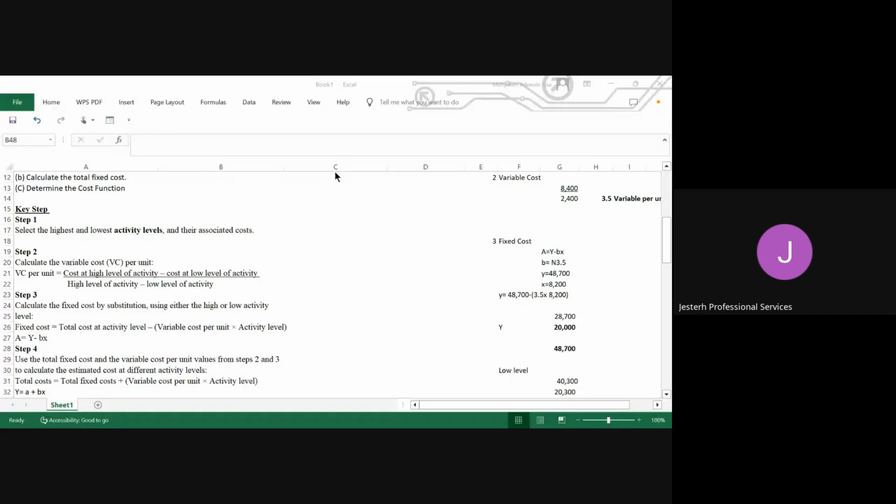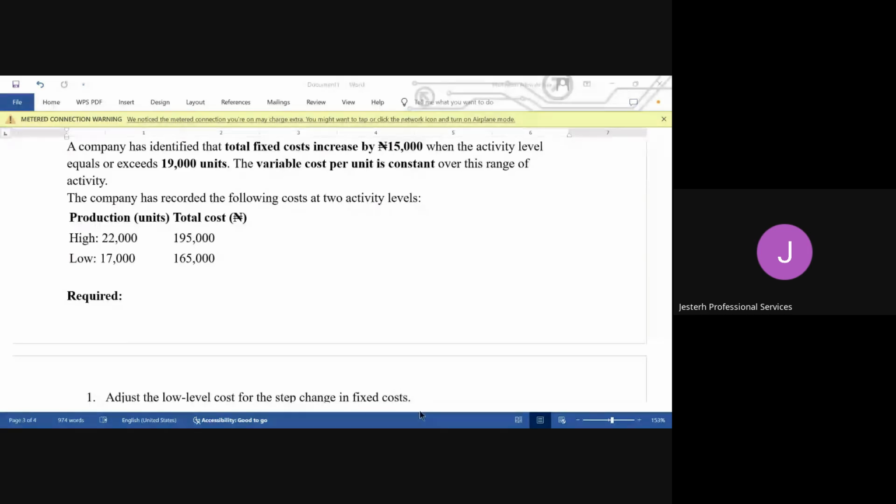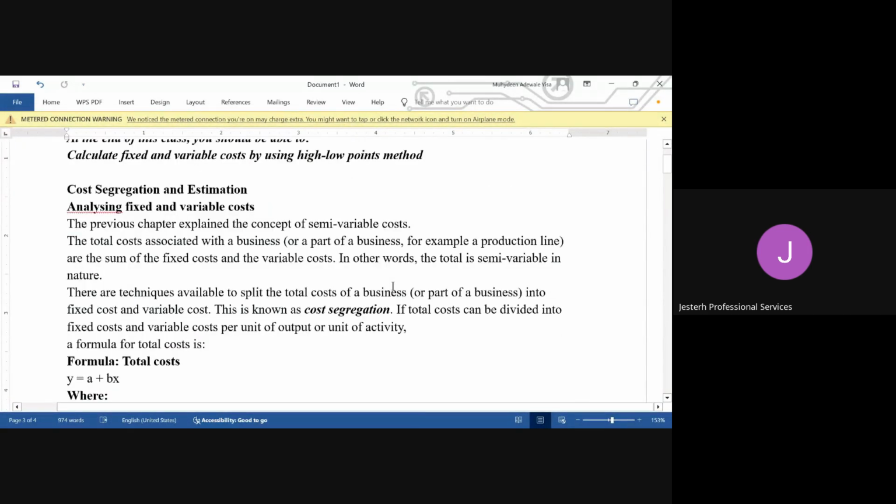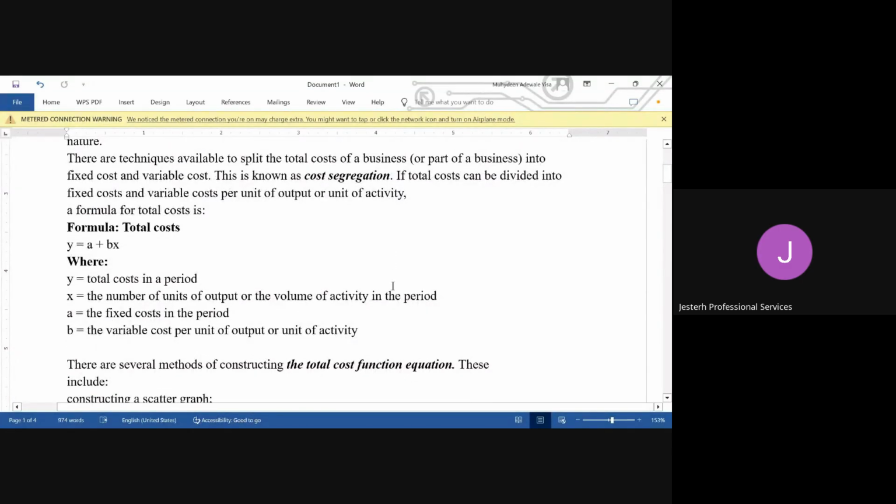works. How can we use it to split our costs? How do we use the high and low method to split our costs, using the cost function formula? We say the cost function formula is y is equal to a plus b multiplied by x, and then we are able to tell what the y stands for, what a stands for, what b stands for, and what x stands for.